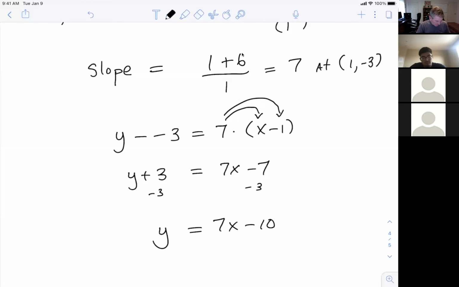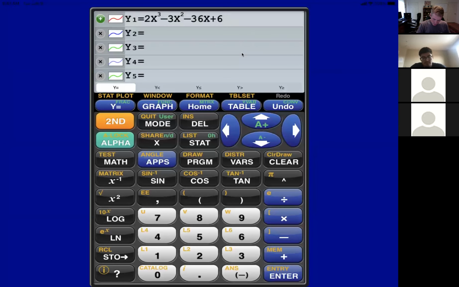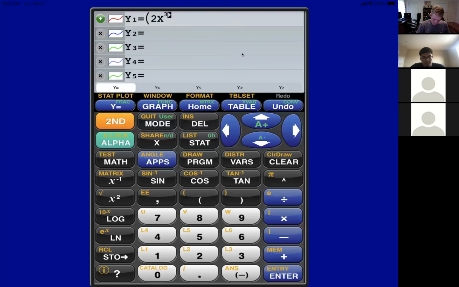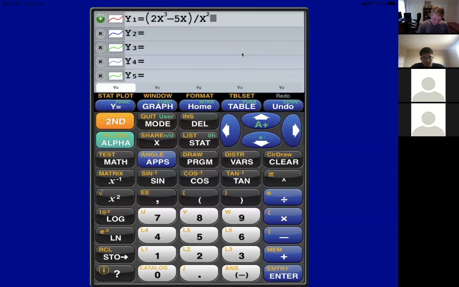And with the last couple of minutes, I just want to graph it and see if I did it right. So when you graph, always graph the original problem, not the derivative, but the original problem, which was 2x raised to the third minus 5x, and it was divided by x squared. Okay, that's what the graph looks like. Fine. And now graph the answer that we got, which was 7x minus 10.